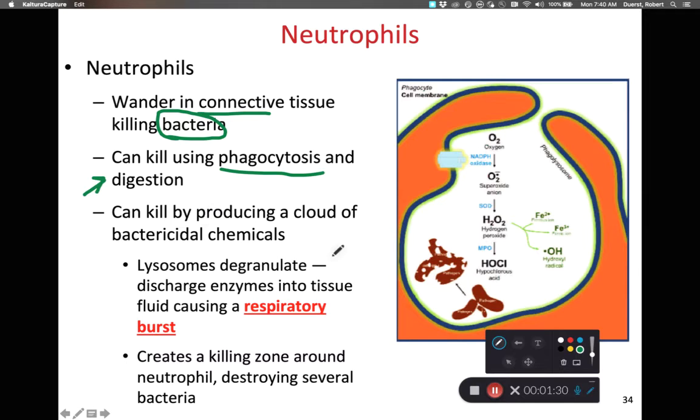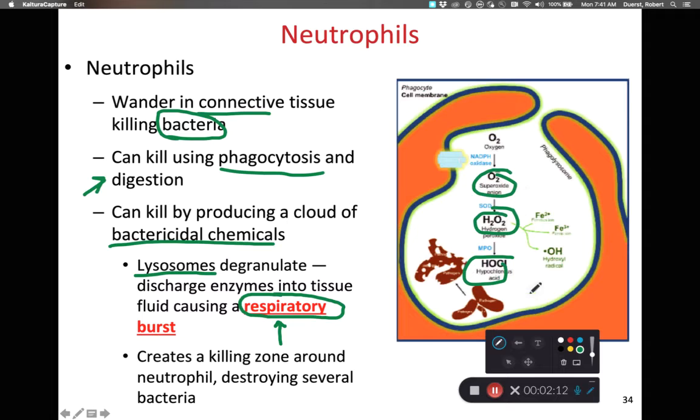And I say that because they can release a cloud of bactericidal chemicals. These bactericidal chemicals are going to be stored in lysosomes, and as those lysosomes degranulate, they are going to release their highly oxidative enzymes and chemicals into the extracellular environment, causing a respiratory burst. And this is called a respiratory burst because we have lots of waste products from cellular respiration bursting into the external environment. These waste products include superoxide and peroxides and hypochlorous ions.